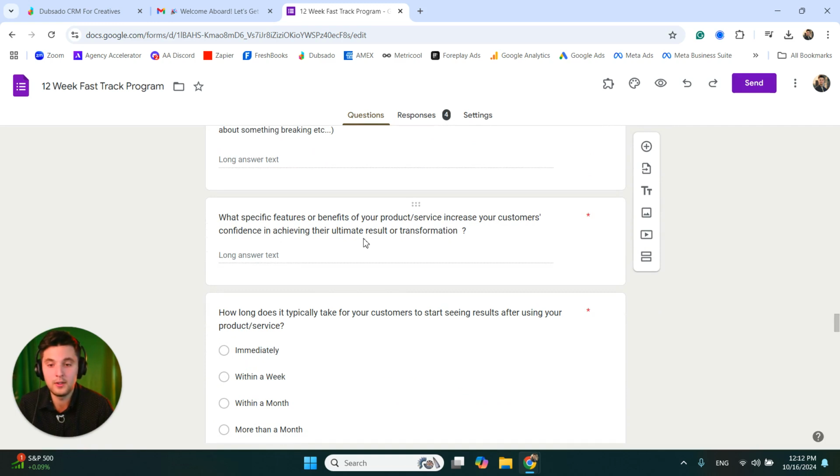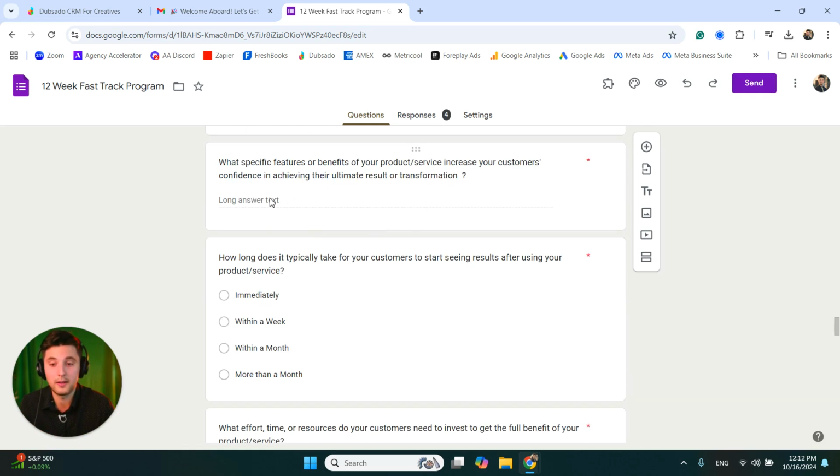Next, what specific features or benefits of your product or service increase your customers' confidence in achieving their ultimate result or transformation? So, for example, let's say the client's dream is for the pool to be a family gathering spot, right? So how can we increase their confidence that the pool will actually do that? So here we could bring on case studies. We could say, hey, this client installed a pool and they said that they spent X amount more time with their friends and family because of the pool. So we would basically put that there, saying, hey, this outcome is realistic, and here's proof to back it up that we can do that for you.